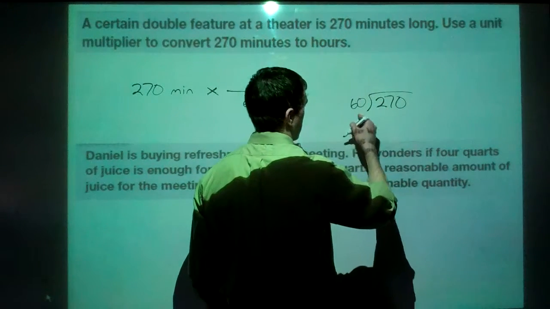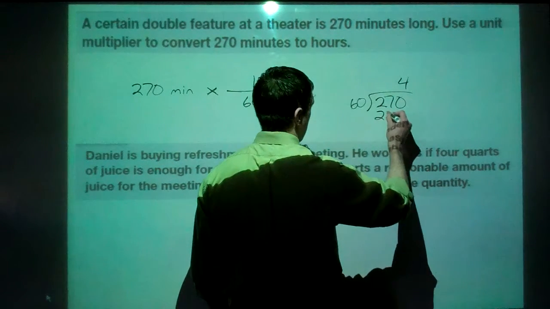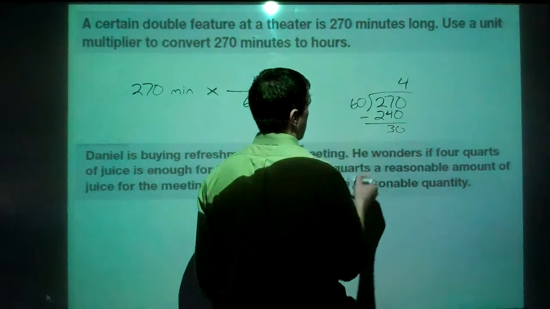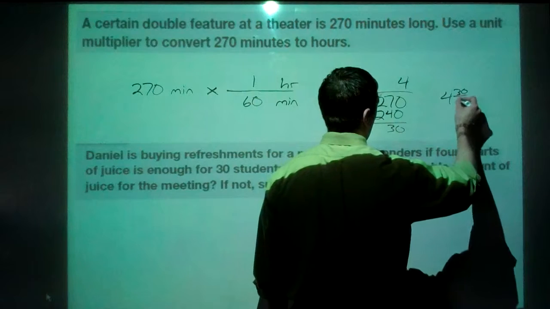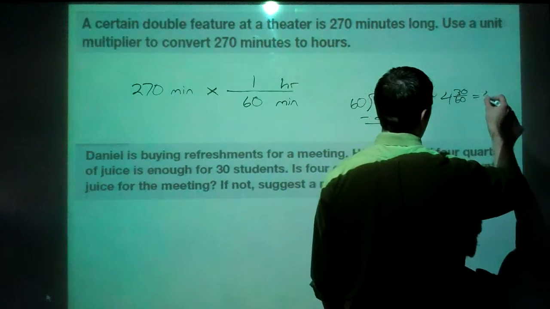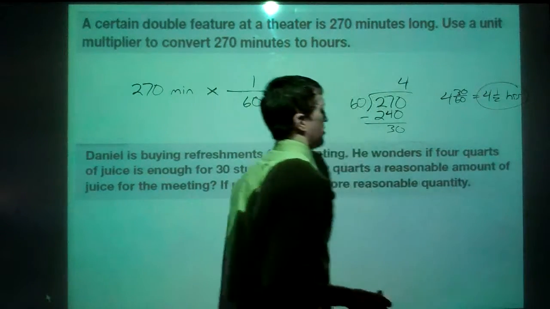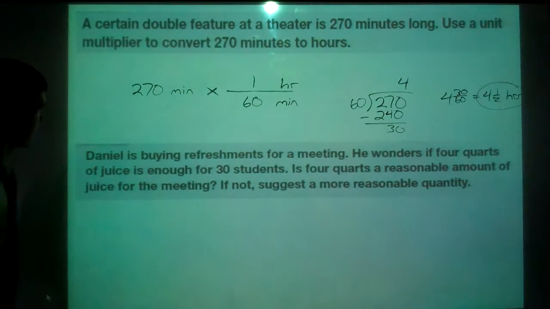Right there. Alright, 60 goes into 270 4 times. 4 times 60 is 240, subtract. So 4 and 30 over 60, or 4.5 hours. So that's a long double feature there. 4.5 hours would be 270 minutes. Alright?